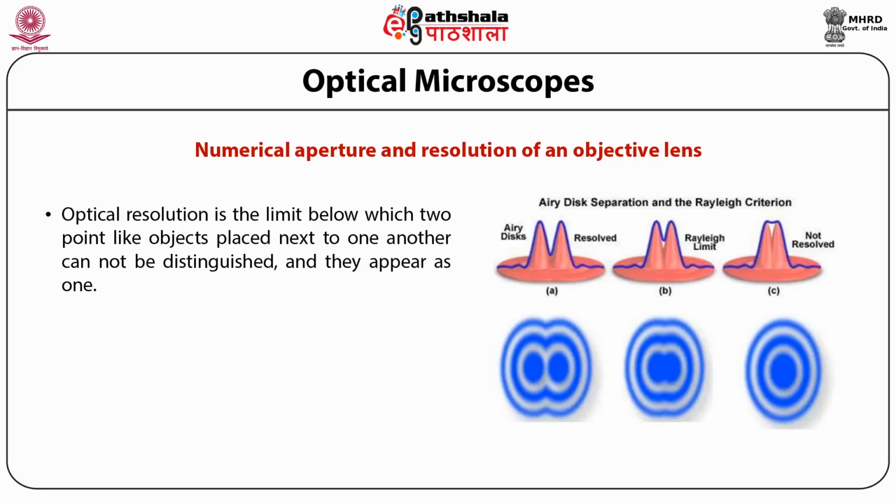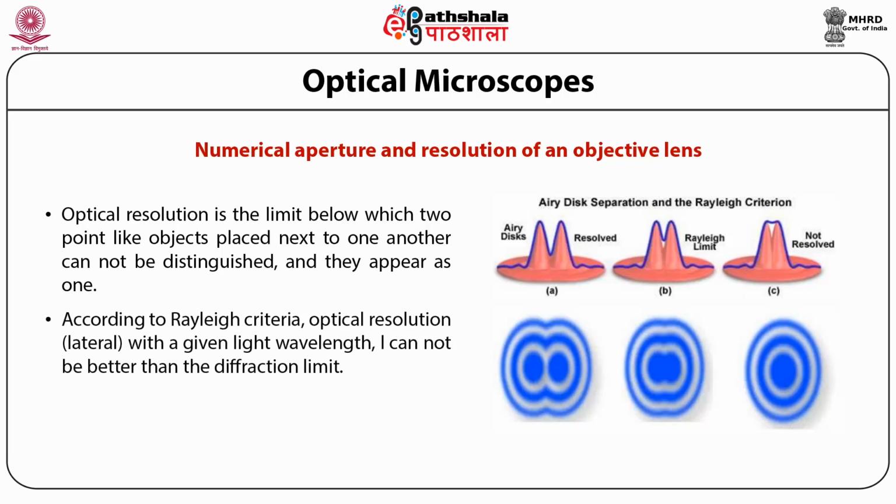And if we can assume it to be a Gaussian, then for the 2 points which are sitting close by, there are two Gaussian functions. So according to the Rayleigh criterion, optical resolution, and we are talking about lateral resolution only, with a given light of wavelength lambda cannot be better than the diffraction limit. So for every wavelength of light lambda, there is a diffraction limit according to Rayleigh's criterion. Point objects which are placed closer than the diffraction limit cannot be resolved. So resolution equals or nearly equals the wavelength of the light divided by 2 times the numerical aperture, and this resolution which we are talking about is the lateral resolution.